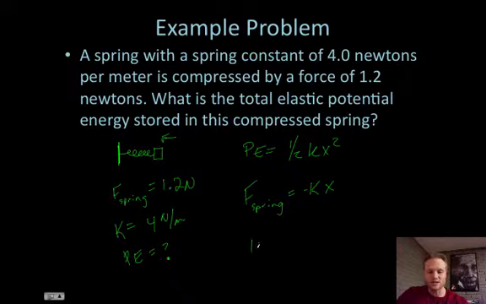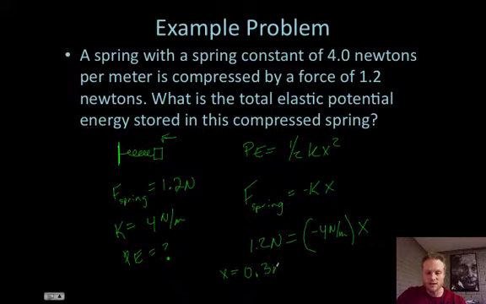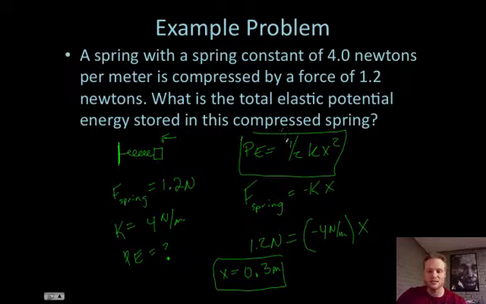My force in the spring is 1.2 newtons. My k is negative 4 newtons per meter. And my x, we don't know, right? That's what we're trying to find out. And so if I crunch my numbers here, x would equal, let's see here, 0.3 meters. All right. So now that I know x, I can now use this equation up here to solve for the potential energy. And I will do that right now.